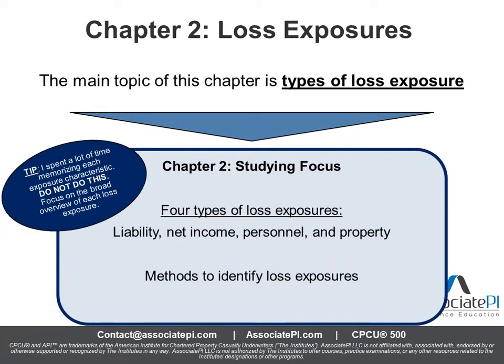Chapter 2 is talking all about loss exposures. There are 4 types of loss exposures that you need to know. You need to know all the minor details about these 4 exposures. The 4 are liability, net income, personnel, and property.